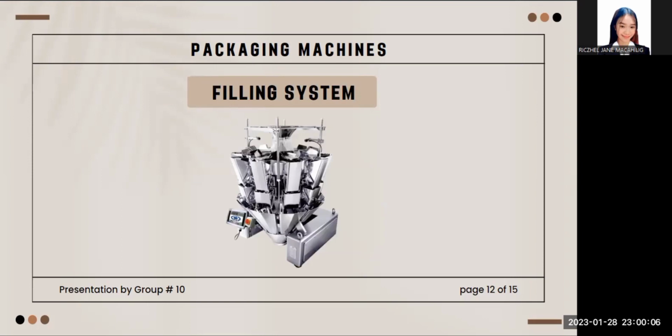So next is filing system. A filing system is a method of storing and organizing computer files and their data. So next slide po.